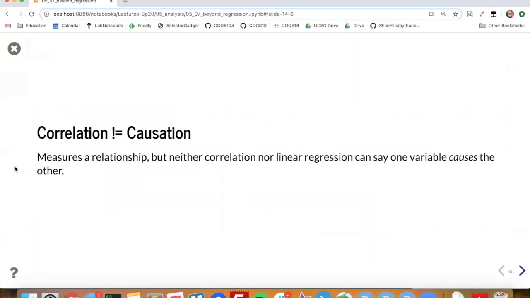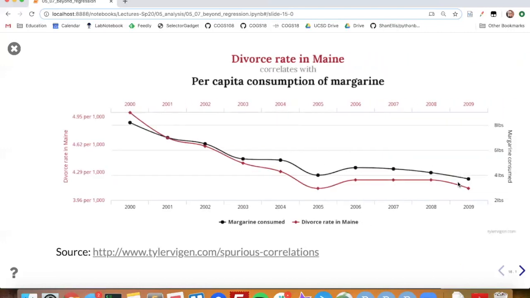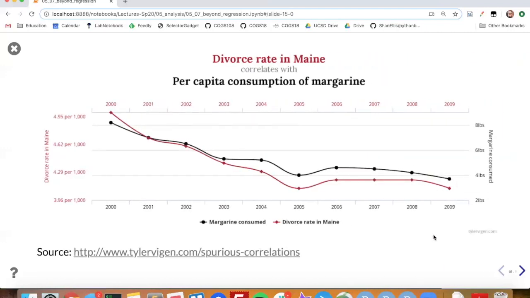That said, we often make these comments that correlation is not causation. And we want to give you an example of what exactly that means. Correlation, which is what we've been measuring here and what we've been doing with inference, establishes and measures a relationship, but neither correlation nor linear regression can say that one variable causes the other. Here's an example of that.